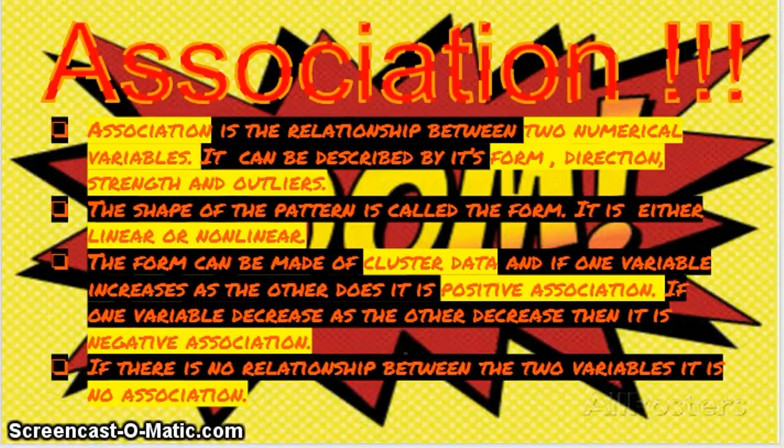And for us to describe association, if one variable increases as the other does, so if x increases as y increases, then it has a positive association. If one variable decreases as the other does, then it is called negative association. Basically, it'll go in a negative slope. And if it's positive association, it'll go in a positive slope. And if there is no relationship between the two variables, meaning zero slope, there is no association.